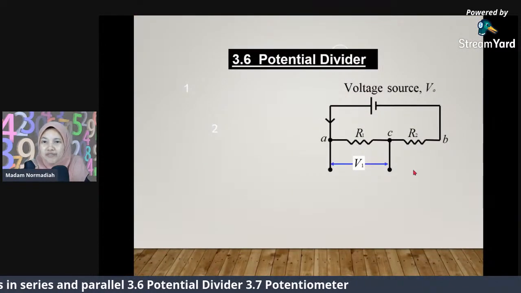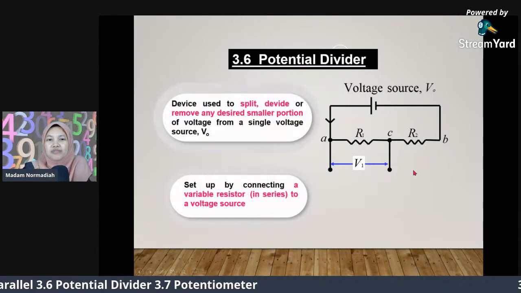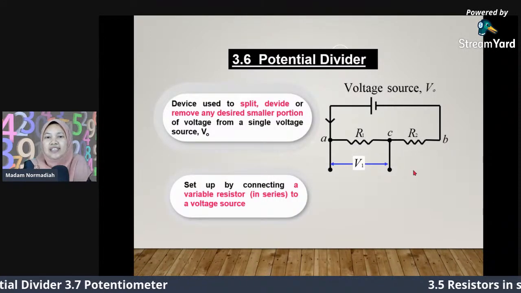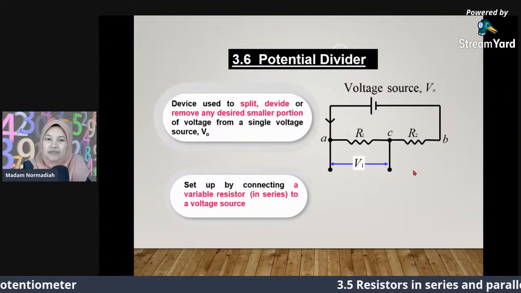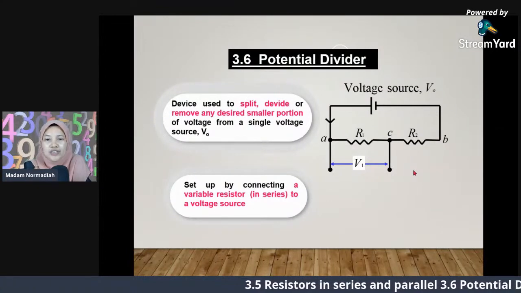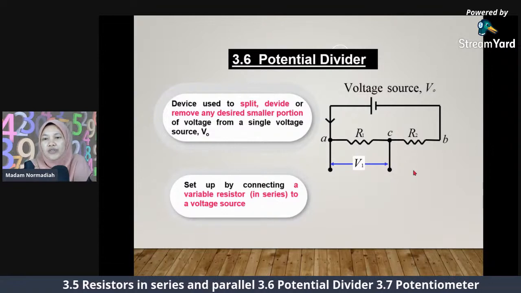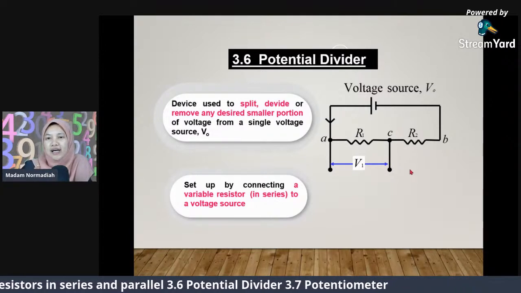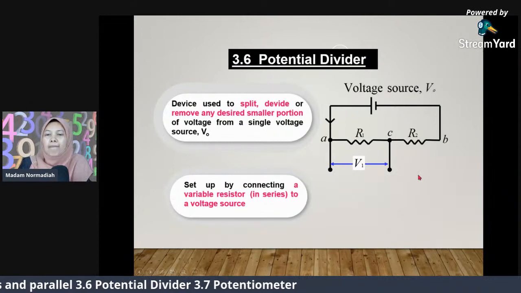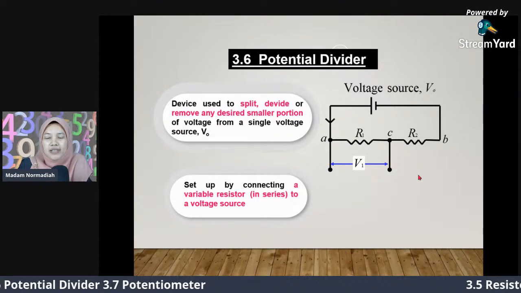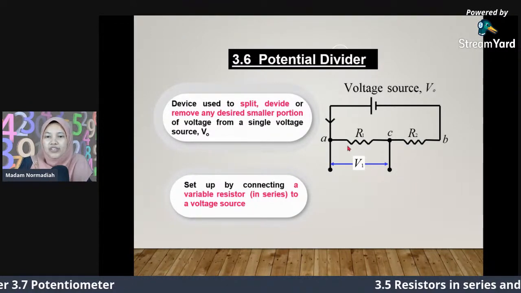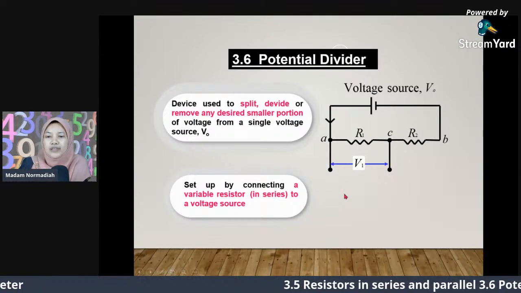What is the potential divider? A potential divider is a device used to split, divide, or obtain any desired smaller portion of voltage from a single voltage source. We can set up a potential divider by connecting a variable resistor, which we arrange in series, to a voltage source.